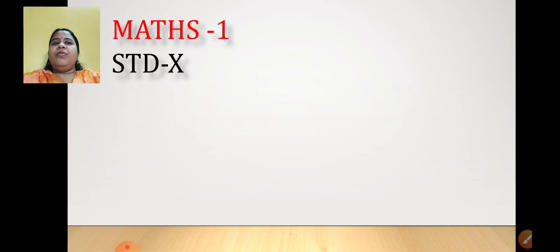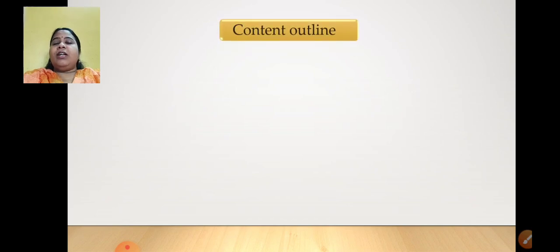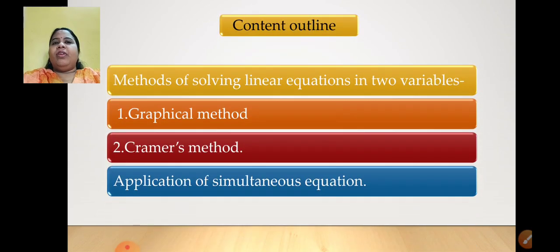In today's session, we'll be starting with revision of the first chapter, that is linear equations in two variables, part 1. Before we do that, let us quickly see the content outline of this chapter. In this chapter, we have learned methods of solving linear equations in two variables, which was graphical method, Cramer's method, and lastly, we have learned about application of simultaneous equations.